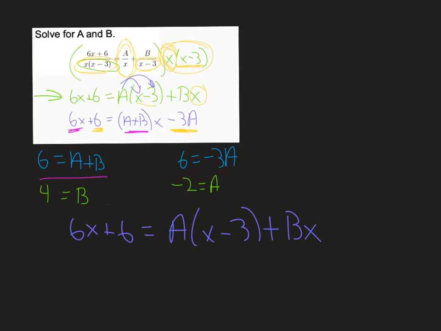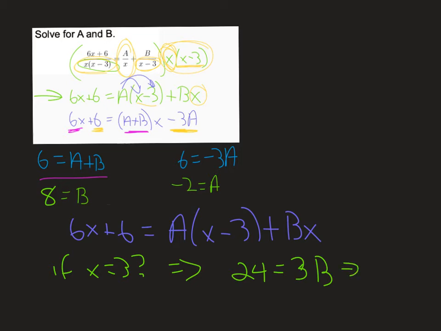What happens if I were to plug in x equals 3? Then you'd have 18 plus 6, which is 24. 24 equals 3b, and I just realized I made a mistake. I wrote down that b was 4. B is not 4. B is 8. Sorry about that. That's what happens when you do things in your head. Never a good idea. And I realized I made the mistake because right here I get b equals 8. And then I can do the same thing, but plug in a different number. What happens if I plug in 0 for x?